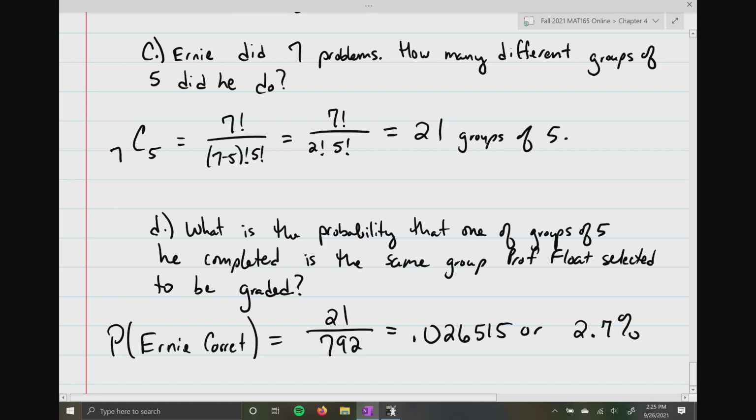2.7%. So just because Ernie did 2 more problems, the chances went up by a lot. However, it's still roughly 3% chance of actually getting the group that I wanted. So I guess the moral of the story here is, Professor Float assigns 12 problems. Just do 12 problems and you'll be fine. You'll always have the ones that I picked.